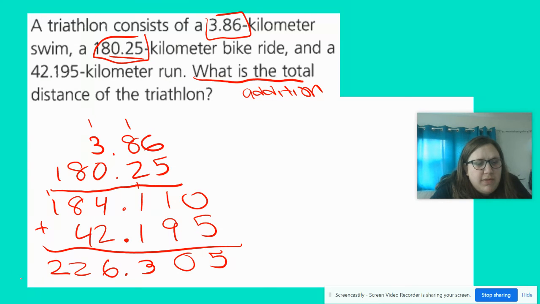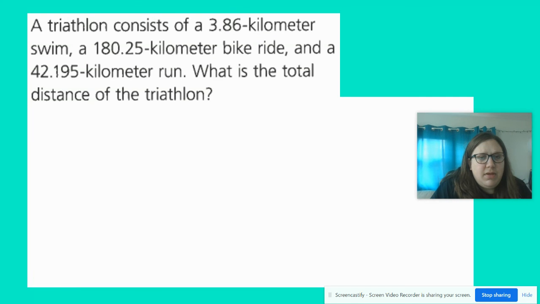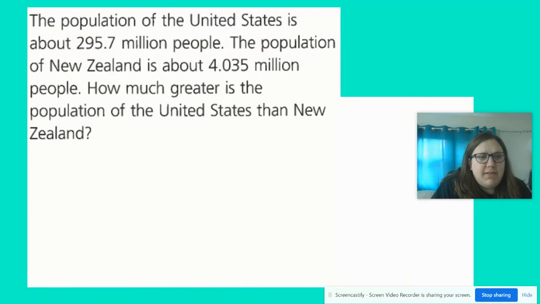So the total distance is 226 and 305 thousandths kilometers. Again, always a sentence that answers the question. And that was a little trickier because that was 3, but you just add the first 2 and then add the third. Oh, I actually had that problem twice, I guess.